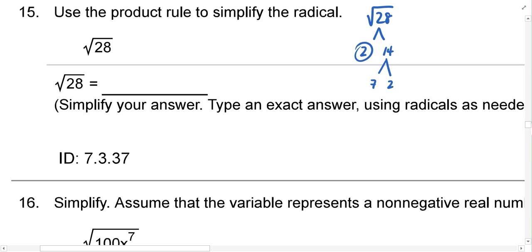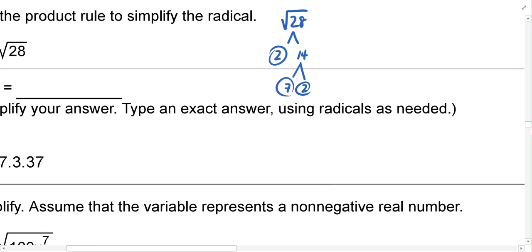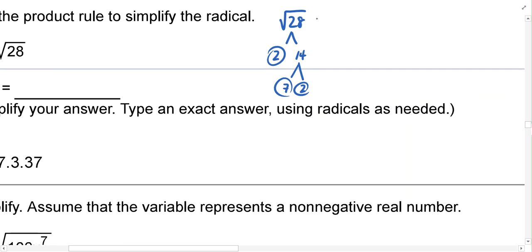The next pair that comes to mind is 7 and 2, so I'm going to put 2 inside of that circle because it's prime. I should do the same for 7 as well. Since it's prime, there's nothing that multiplies together to make 7. So what that factor tree tells me is that the square root of 28 is really the same as the square root of 2 times 2 times 7.